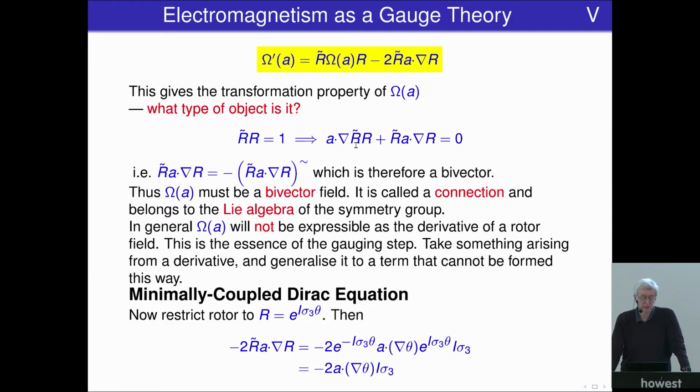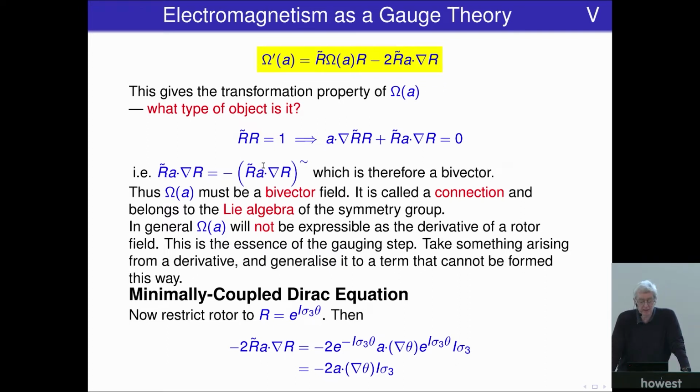Then you get a dot grad r reverse r plus r reverse a dot grad of r equals 0, because 1 differentiated gives 0. And we see this bit here is the same as this. If you look at this line here, then you've got the thing we're interested in. When it's reversed, which is what's happening here, it gives minus itself. So it has to be a bivector.